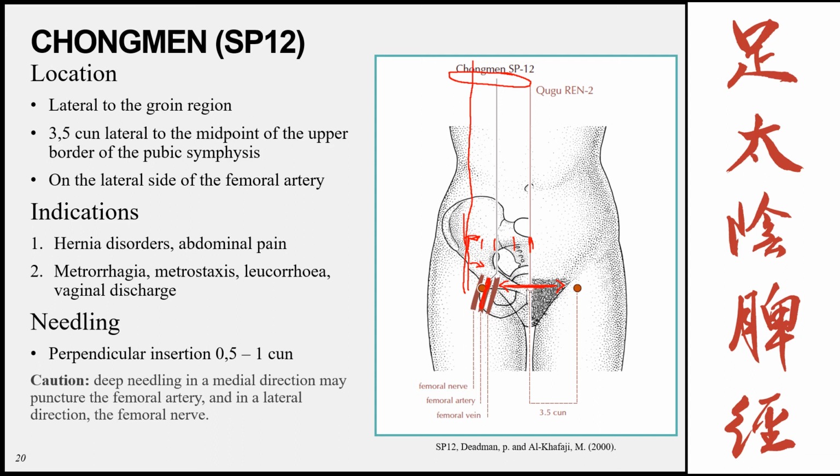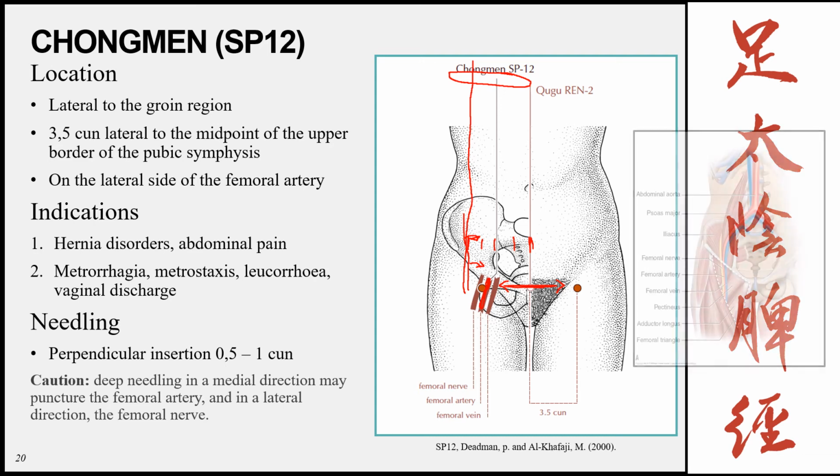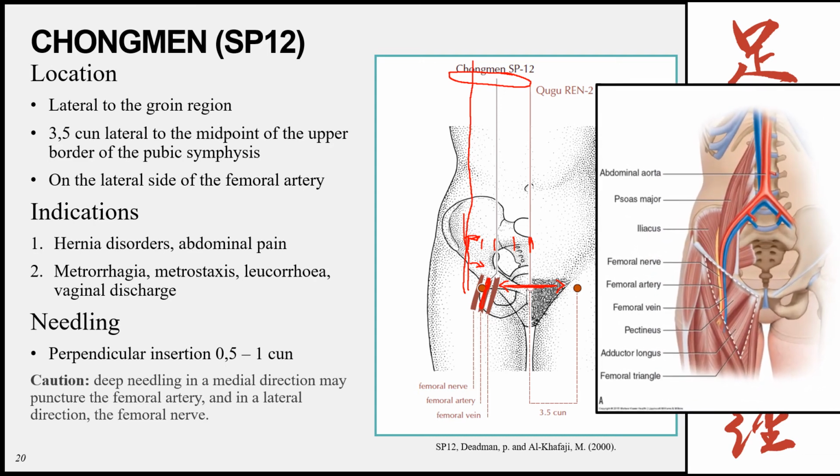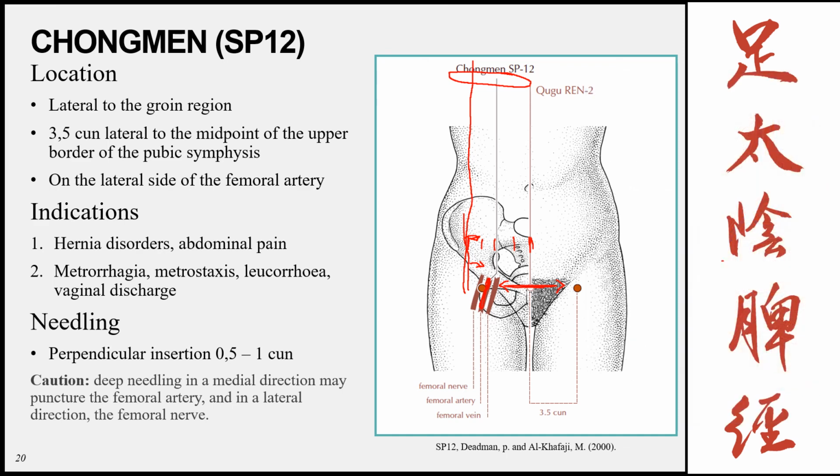Our needling is a perpendicular insertion, 0.5 to 1 cun, and our caution is against deep needling and needling in a medial direction, as both may puncture the femoral artery, and also against needling in a lateral direction, which might puncture the femoral nerve. And I've brought in this image to show a more anatomically correct view. So our point is going to be located in around this region, and then we'll palpate for this femoral artery to make sure that we're on its lateral side.